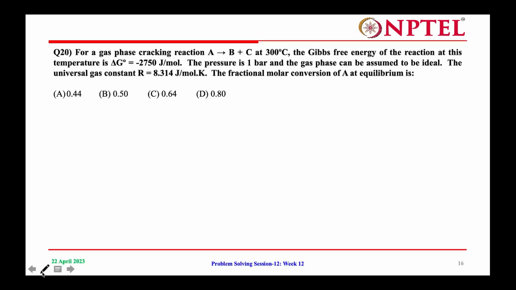So moving to question 20. For a gas phase cracking reaction, A gives B plus C at 300 degrees Celsius. The Gibbs free energy of the reaction at this temperature is delta G equal to minus 2750 joule per mole. The pressure is 1 bar and the gas phase can be assumed to be ideal. The universal gas constant R is 8.314 joule per mole Kelvin. We have to calculate the fractional molar conversion of A at equilibrium, right?